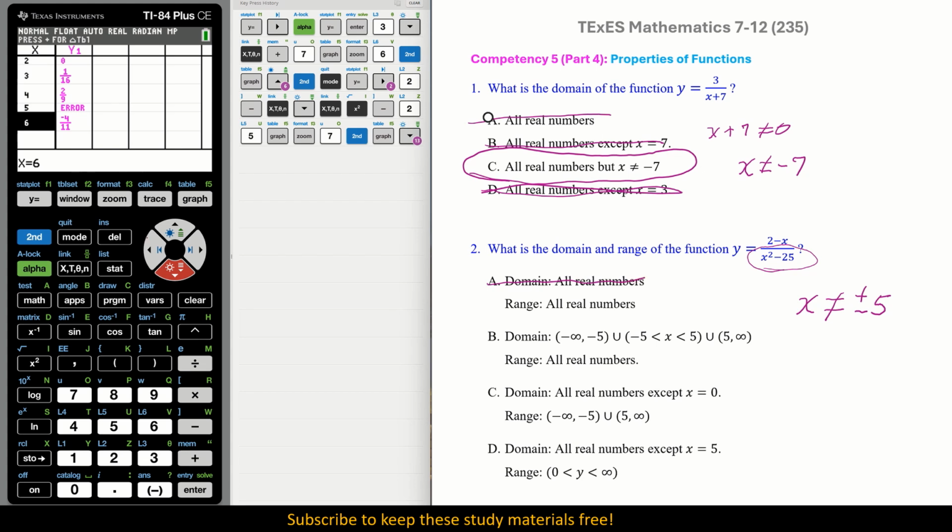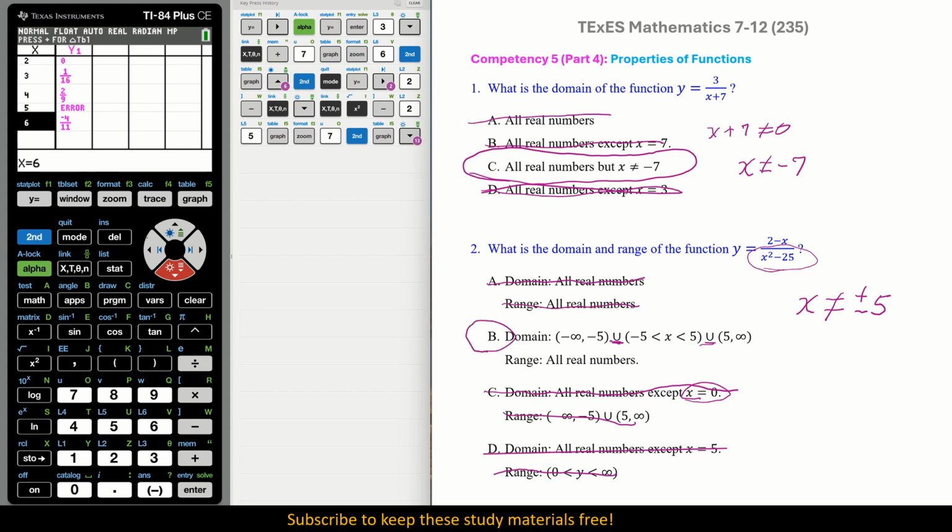Let's look at B. Okay, B's telling us that there is a gap here at -5 and 5. You may not be familiar with the notation, but it is a common notation. Let's look at C. All real numbers but 0? Nope, we include 0. D says all real numbers except 5. No, because we need -5. Well, that pretty much eliminates everything but B.